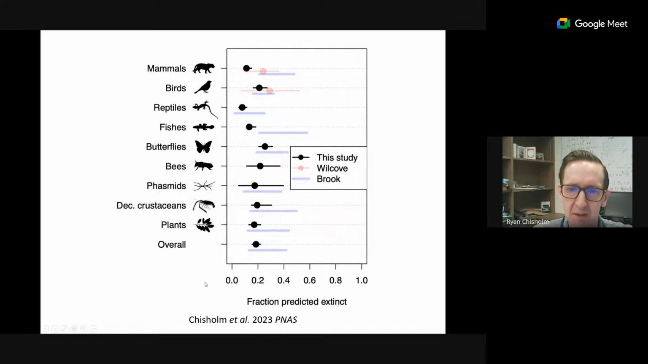I won't go into the methods, but we estimated that about 18% of species in Southeast Asia might go extinct by 2100. And interestingly, this is towards the low end of previous estimates. You can see these Brook and Wilcove estimates here, which were from past papers. Brook was about 20 years ago, and ours was towards the lower end. We think our numbers are more realistic, just because the statistical methods are more sophisticated. I can talk about that in more detail, but we think our numbers are more realistic.